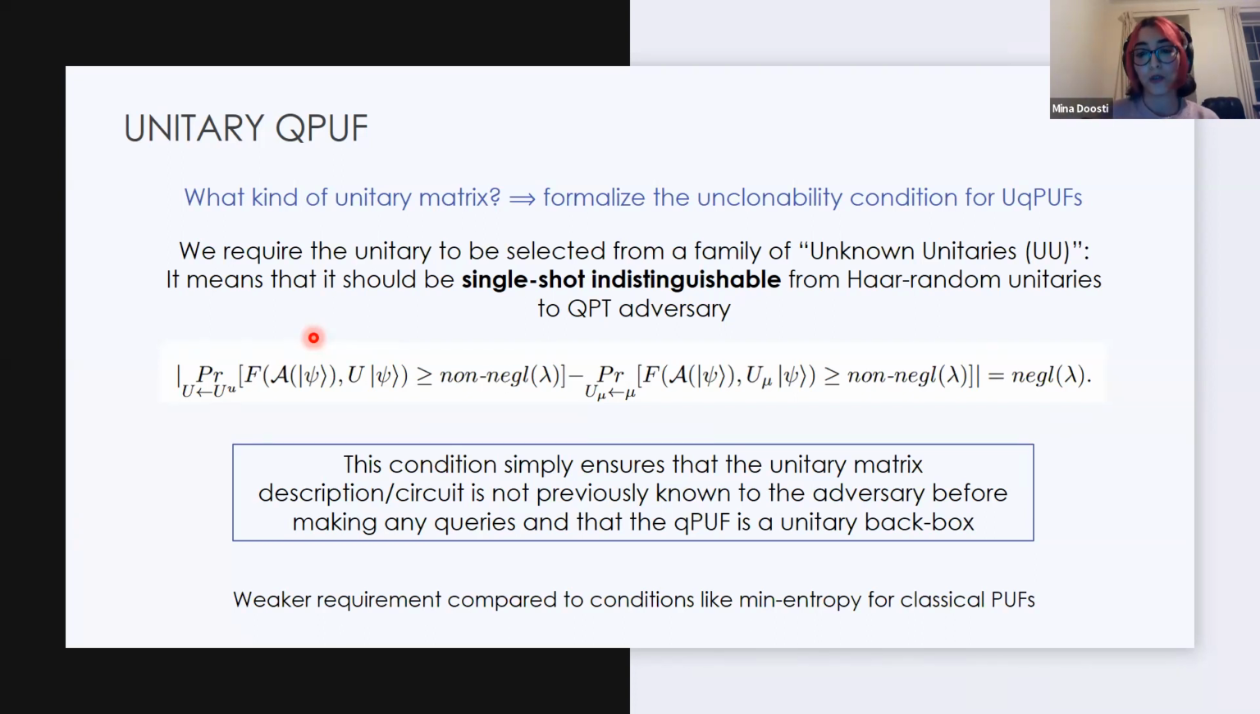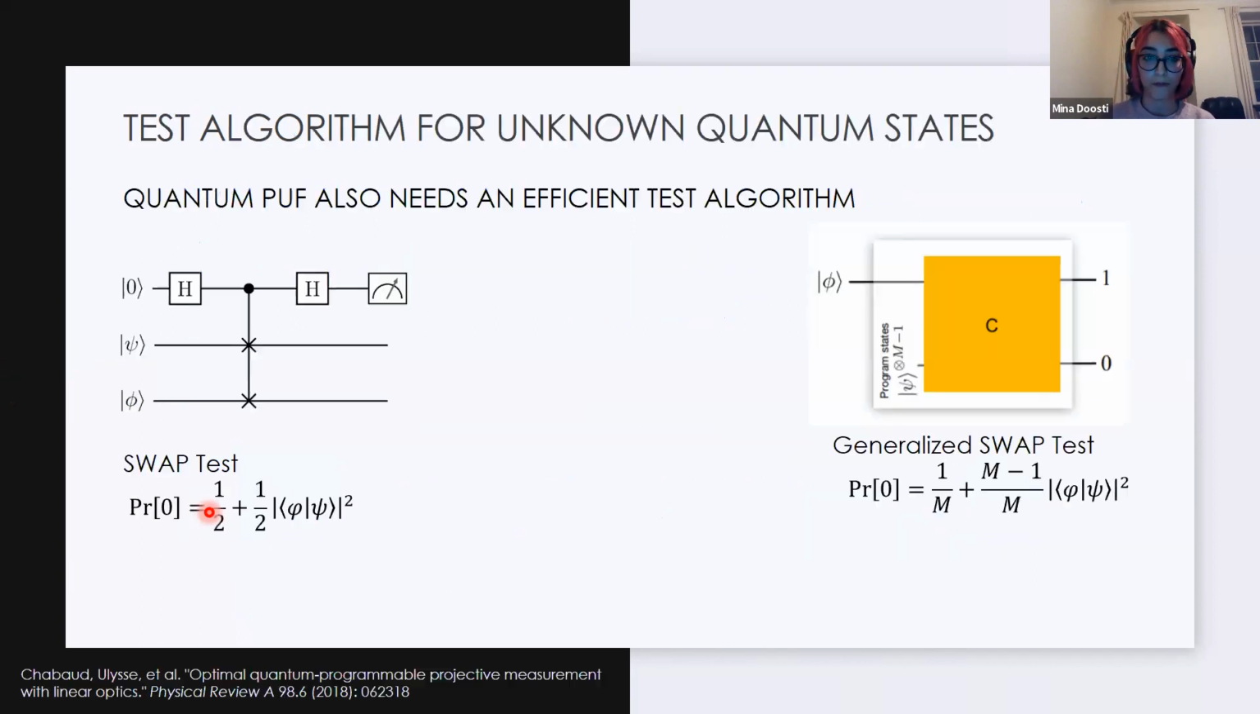So for the adversary, the only way to gain information about the underlying functionality of the PUF is to query the PUF. So that ensures that the qPUF should be a unitary black box. That's the formal way of saying that the qPUF should be a unitary black box. And in that regard, it is weaker than the requirement we have for classical PUFs in terms of min-entropy. So we don't need that in quantum PUFs.